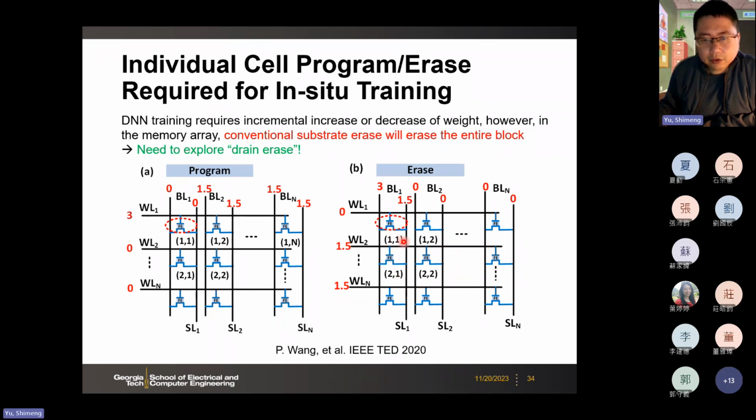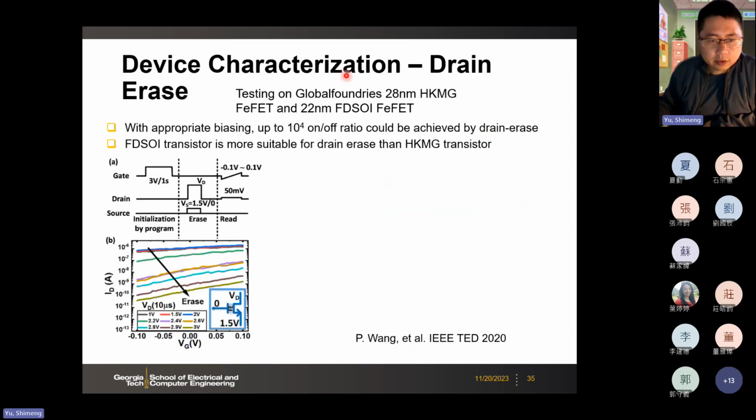So if you apply voltage to the body, you are going to erase the entire block. So you cannot erase from the body. Here we have to do this so-called drain erase, to apply the erase voltage to the drain of the transistor. So let's look at this in more detail.